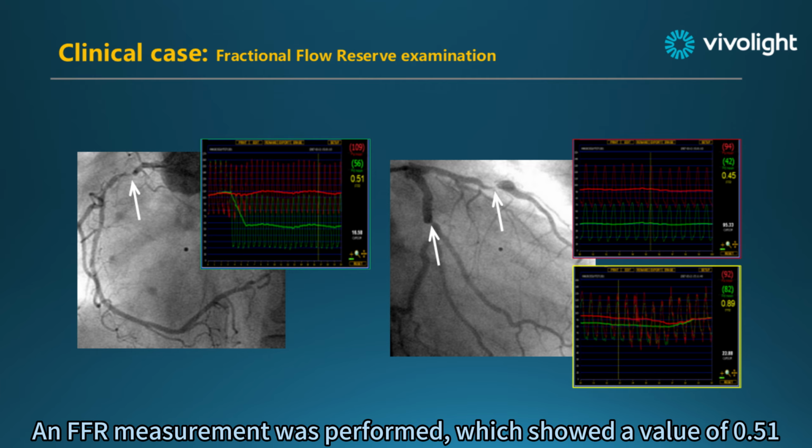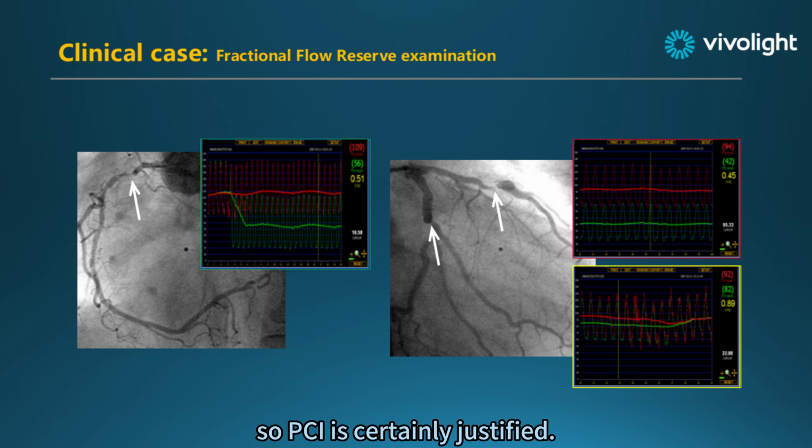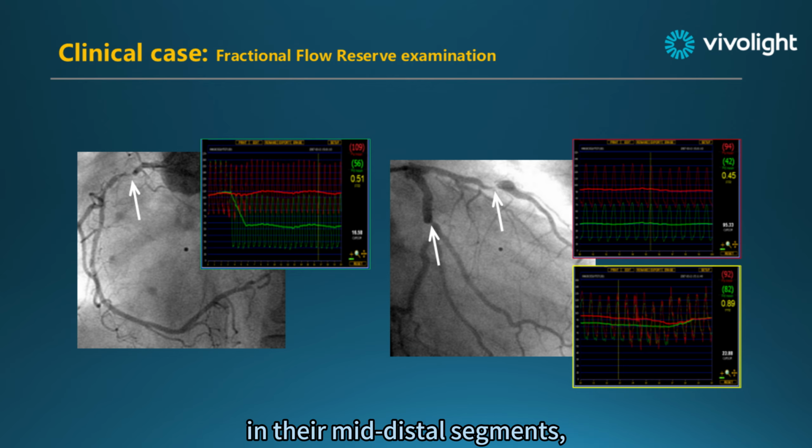An FFR measurement was performed, which showed a value of 0.51. This value indicates very severe myocardial ischemia, so PCI is certainly justified. The second case involves the circumflex artery and LAD. In their mid-distal segments, both had very severe stenosis.